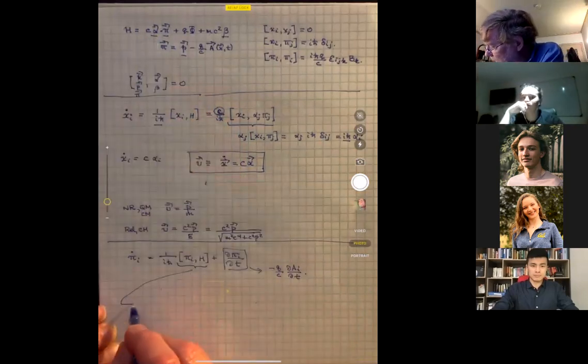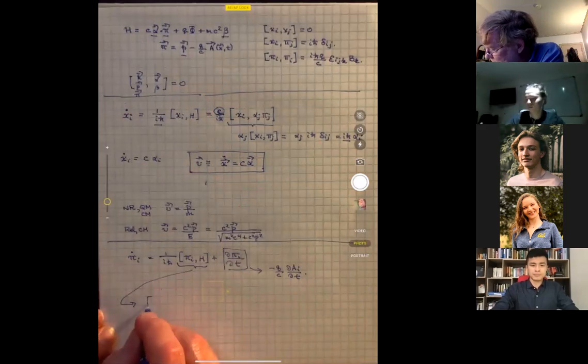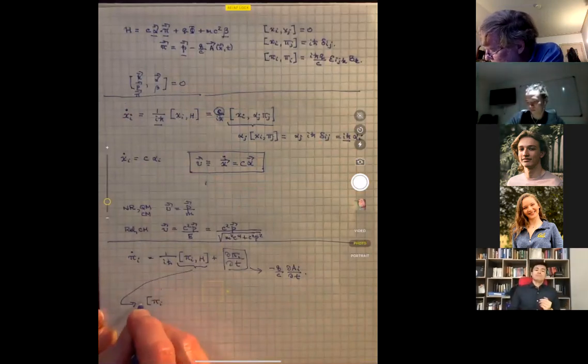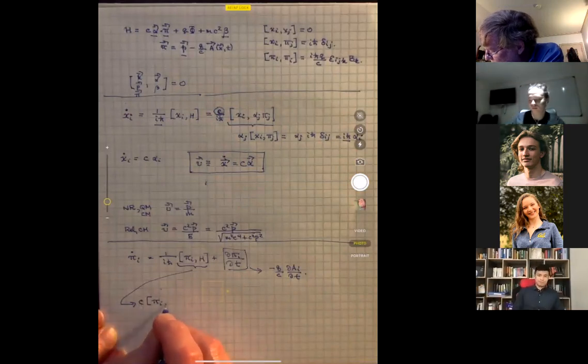So we need to work out what this commutator is. It's going to have two terms. It's going to have pi_i. There's a factor of c that comes out. And then we have alpha_j pi_j.